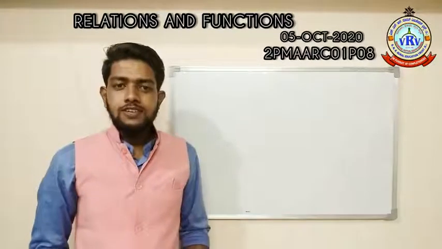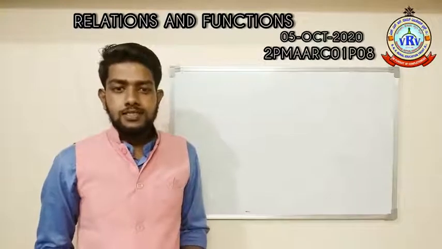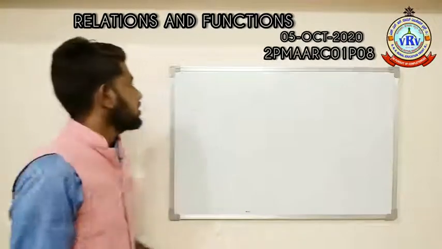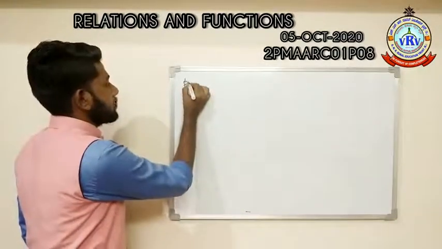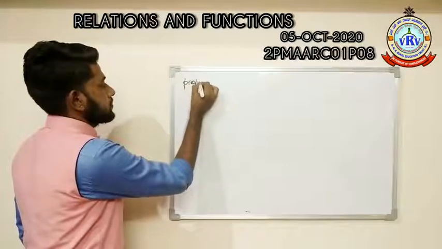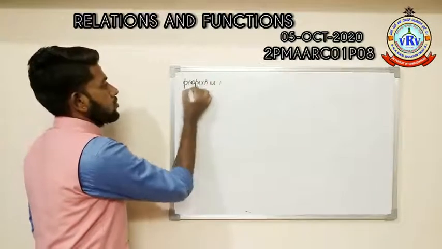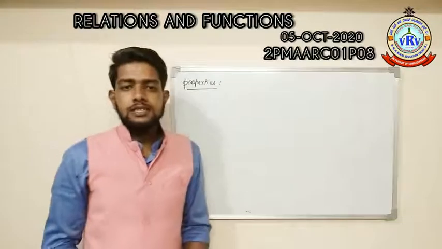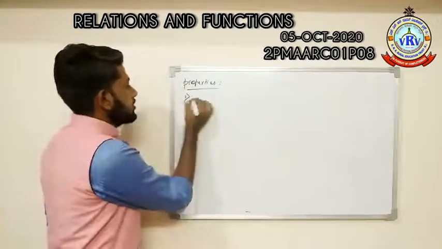In the previous video, we studied the binary operation. Today we will discuss the properties of the binary operation. Properties of the binary operation. The first property is commutative.